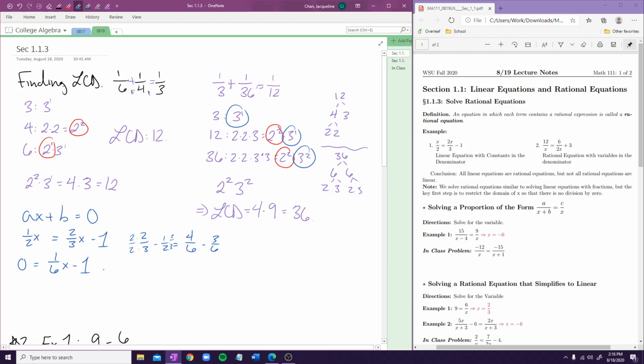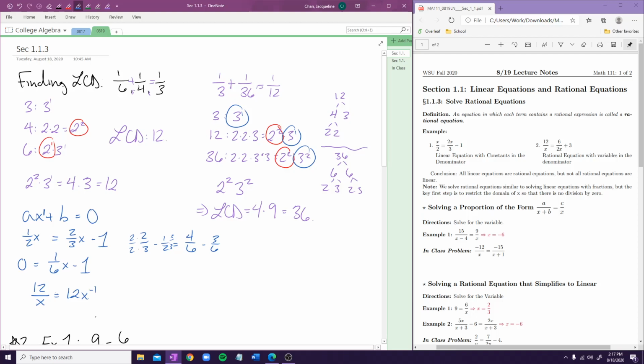For number 2, we have 12 over x is equal to 6 over 2x plus 3. So this is called a rational equation with variables in the denominator. This, number 2, is not linear. Why? For 12 over x, what does it mean to be linear? Linear means that x has to have the exponent of 1. When I rewrite this, this is 12x to the -1. So these are not linear. This is just considered a rational equation.